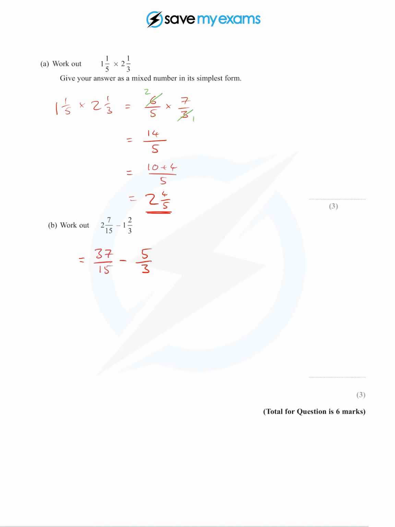Now, how do I subtract things with different bottoms, different denominators? What I need to do is I need to put them all over a common denominator. And sometimes you could just do it by multiplying the bottoms, but actually I'm going to spot that the lowest number that both 15 and 3 go into is 15.